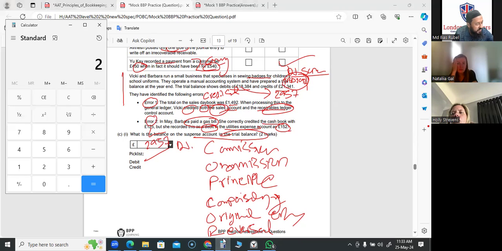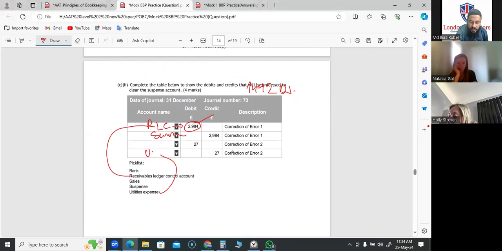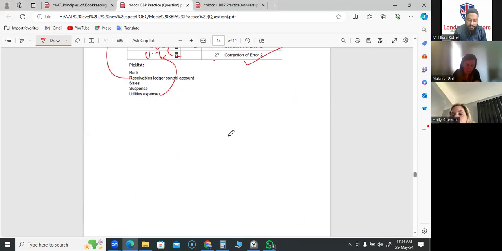152 minus 125. You see, you have debited this utility by 27 too high. Make it lower. How do you make it lower? In accounting, by writing the opposite side, by making it credit. You need to make your item credit here. There we go. Utility expense credit and suspense debit. That's how we do it.